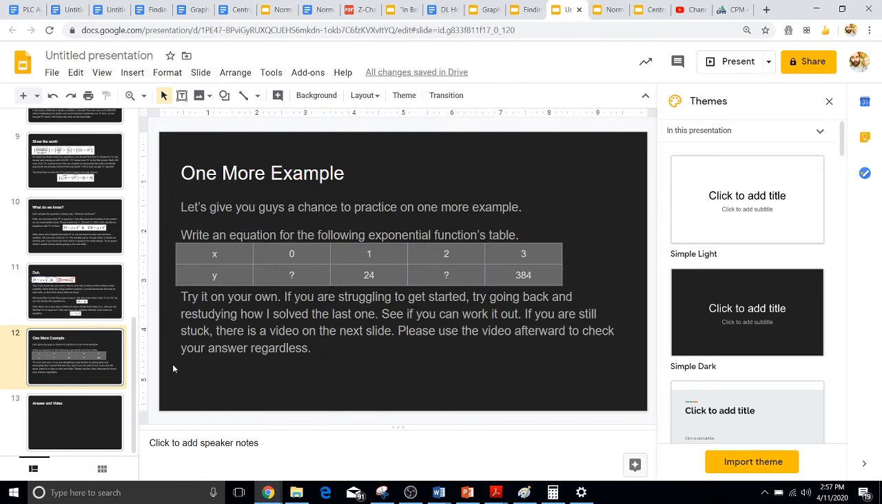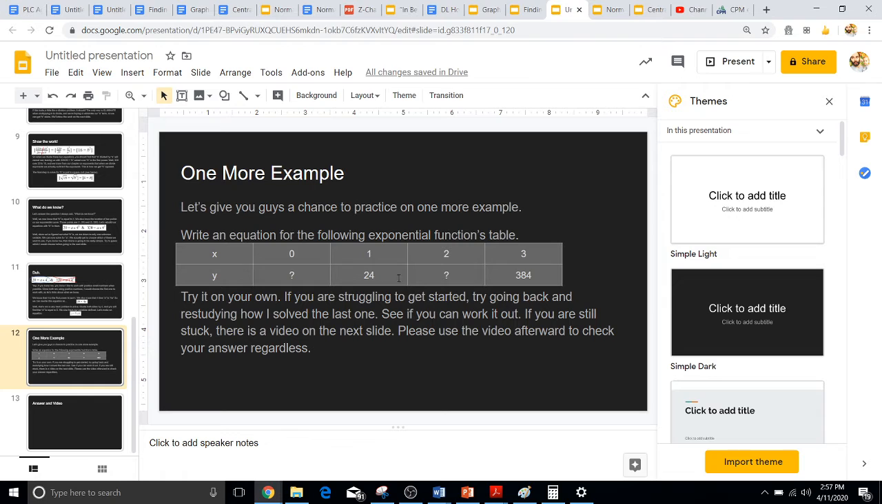All right, guys, for today's video, we're going to take a look at this example that I gave. It says, write an equation for the following exponential function's table. Well, on this table, we do have some missing information. We don't know what the y-intercept is. We also don't know what the second value is.